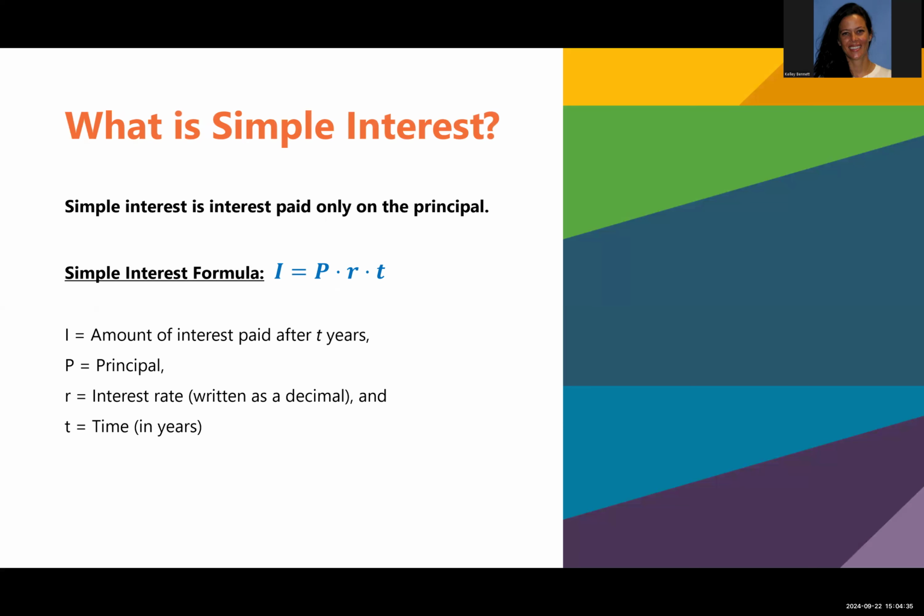Simple interest is interest paid only on the principal. So in real life situations where you might have a credit card or a car payment or a savings account or a retirement fund, typically what happens is the interest goes back into the account and you earn interest, or accrue interest, on interest. That is not simple interest.